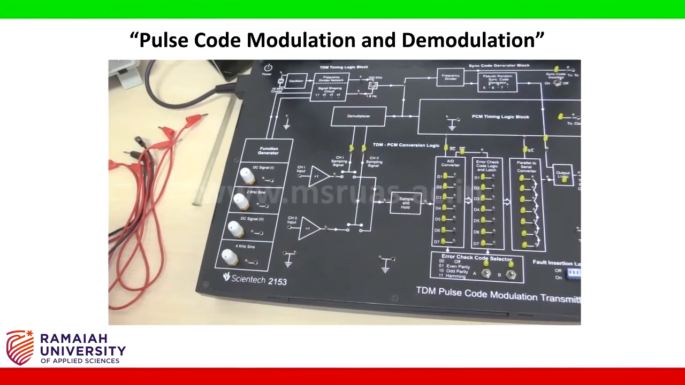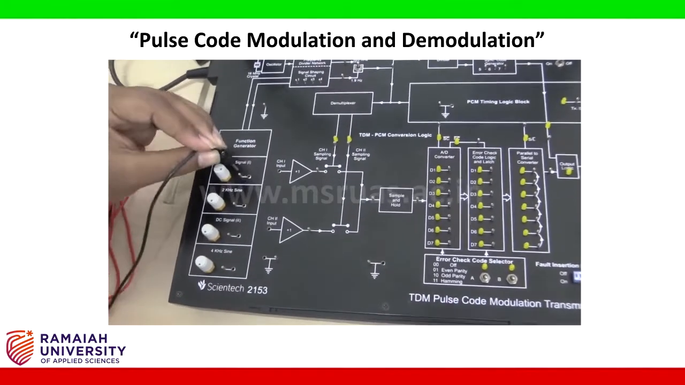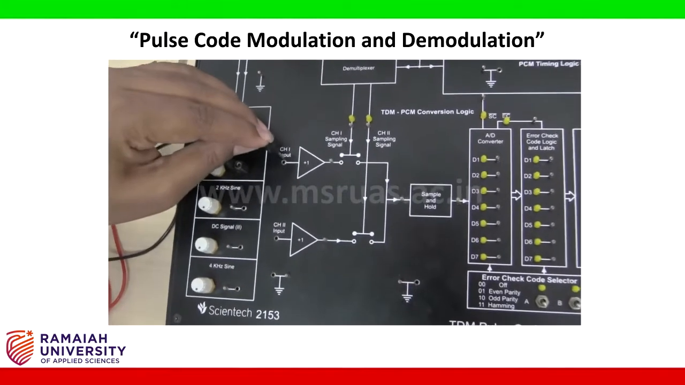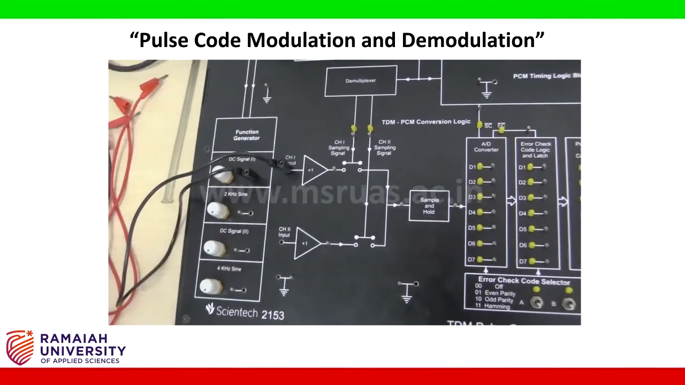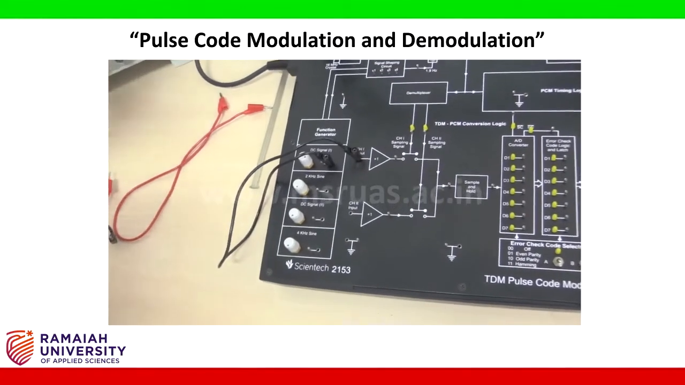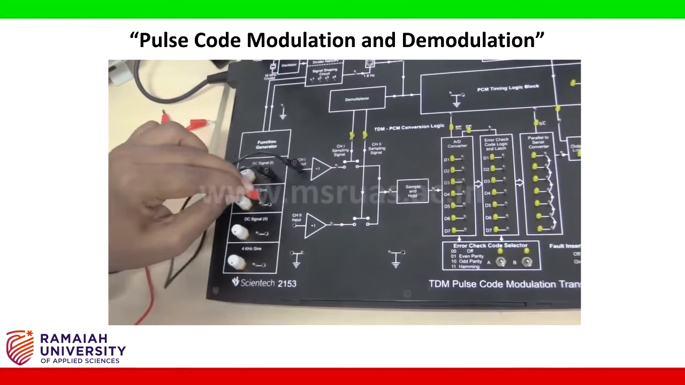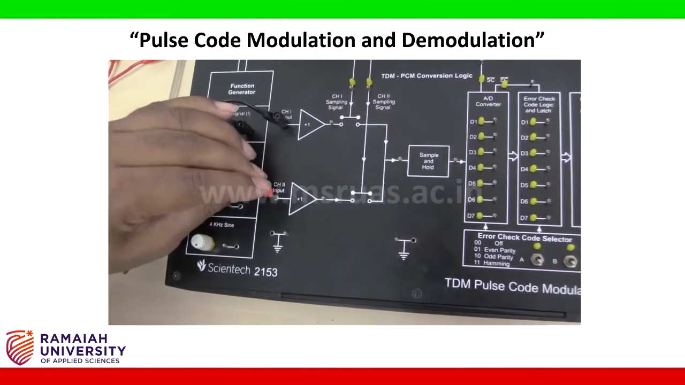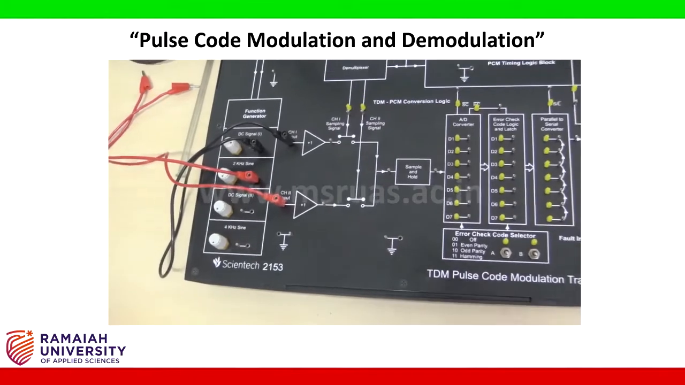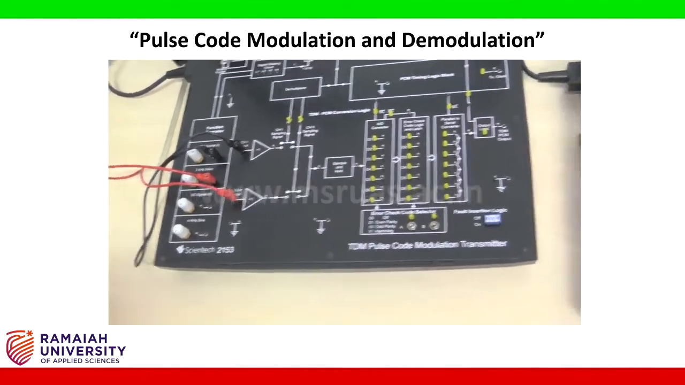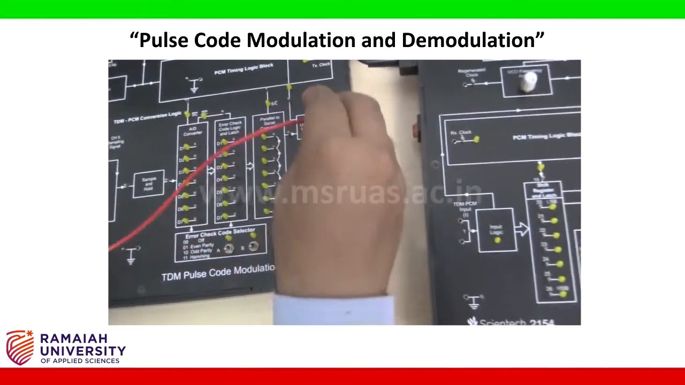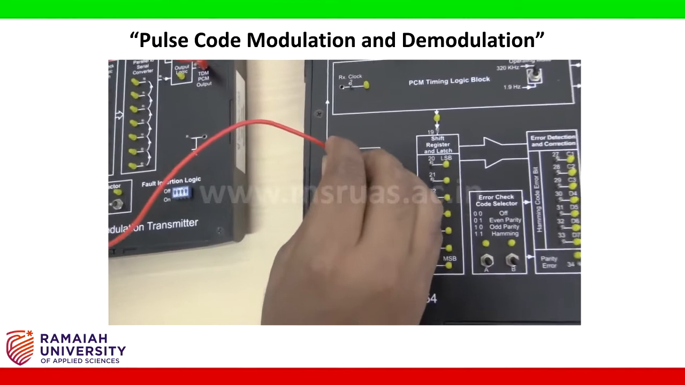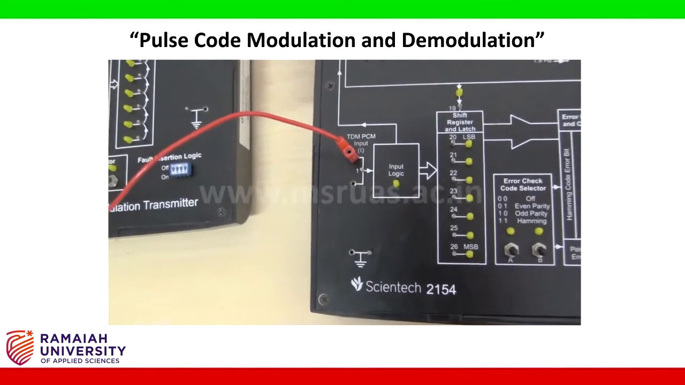Take the connecting wire and connect the DC signal to the channel 1 input, and connect the 2 kHz sine wave to the channel input 2. Then connect the TDM PCM output to the TDM PCM input of the adjacent board.